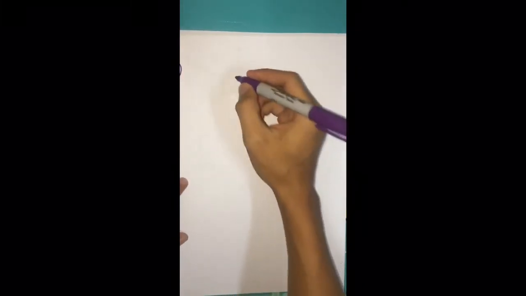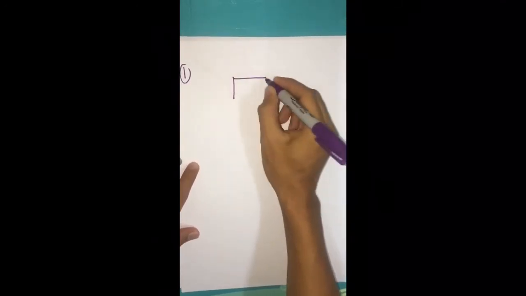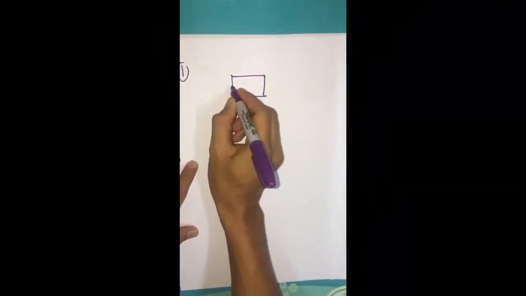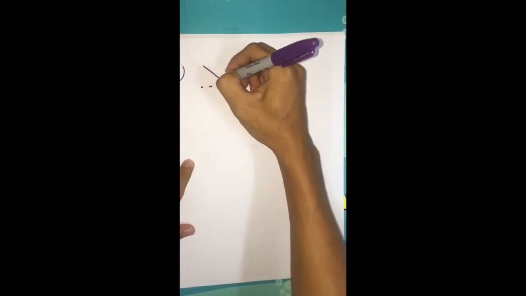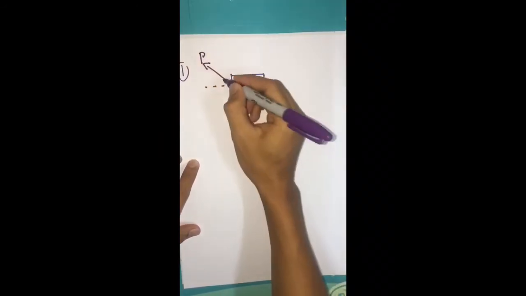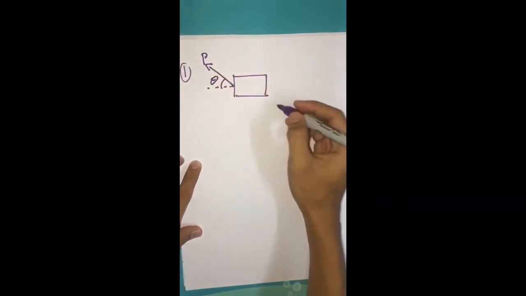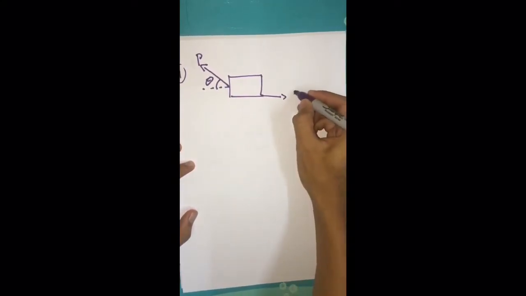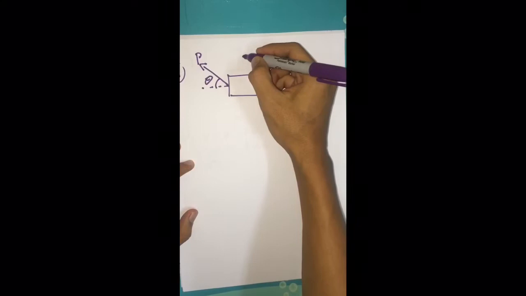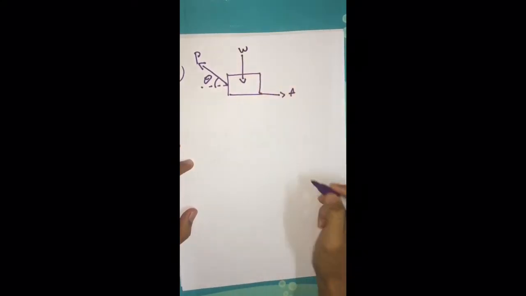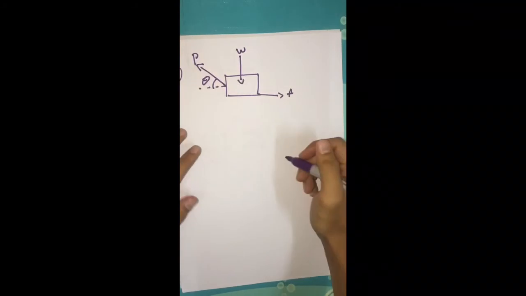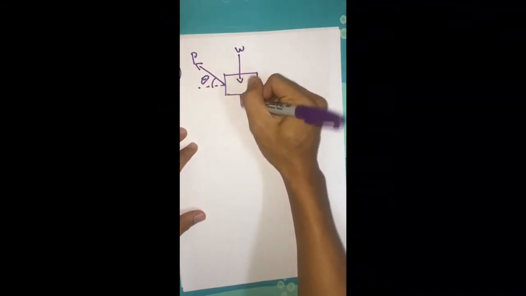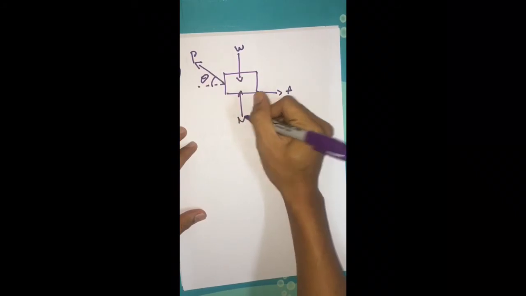Now we want to explain question 5. For the first step, we must draw a free body diagram. The friction must be opposite to the force, and the weight must go downward, 90 degrees to the surface, and the normal force must be opposite to the weight.